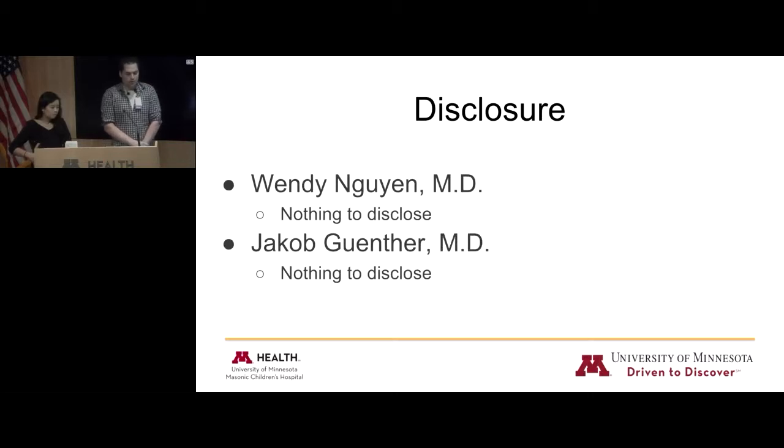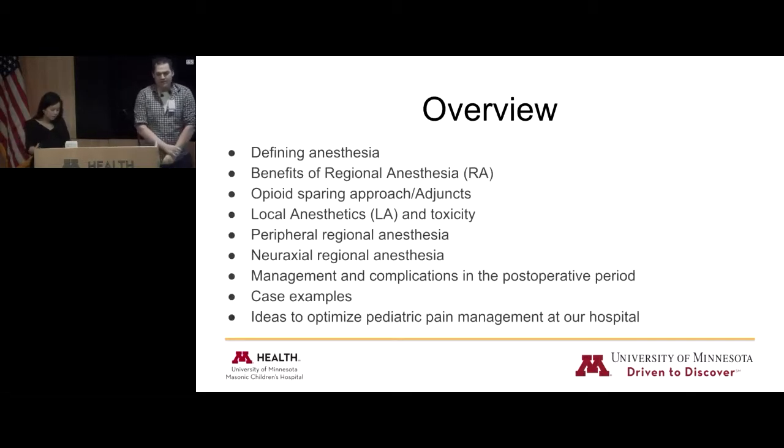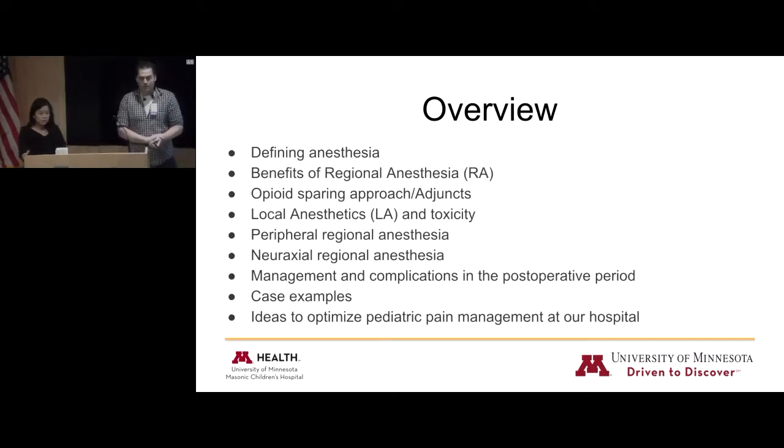The overview. We will define anesthesia. What is anesthesia? We will talk a little bit about the benefits of regional anesthesia. We will touch base on opiate-sparing approach and adjuncts. We will go more into detail about local anesthetics and what it can do to you. Then speak about peripheral regional anesthesia and neuraxial regional anesthesia, and then dive into the management and the complications of the operative period that you might encounter. And then we'll have a couple of cases hidden in there, and then some ideas to optimize pediatric pain in the future in this hospital.